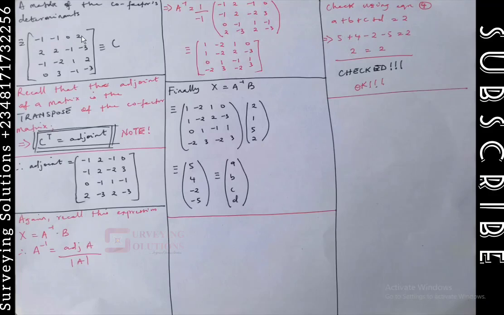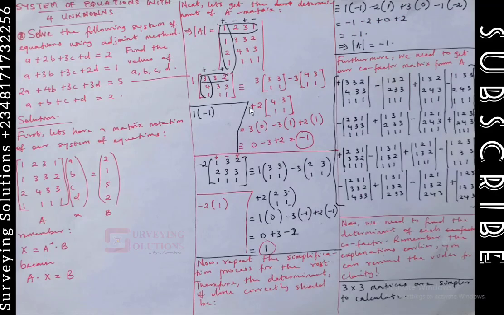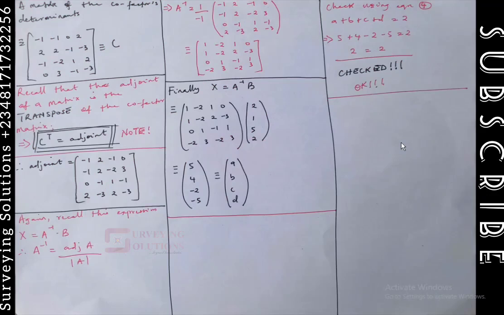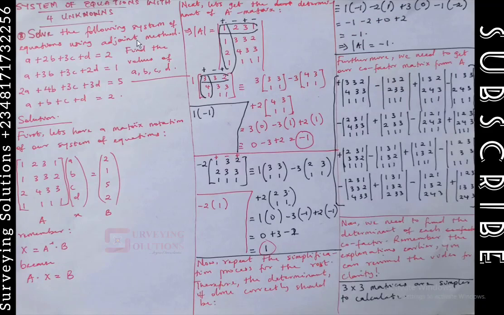So if you have done all of the determinant calculation for each of these smaller matrices, you should be able to arrive at what we have here. Good. So this will now be our cofactor matrix. Recall that the adjoint of a matrix is the transpose of the cofactor matrix, and we are using the adjoint method, as it was given in the question. We are using the adjoint method to find the values of our unknowns.